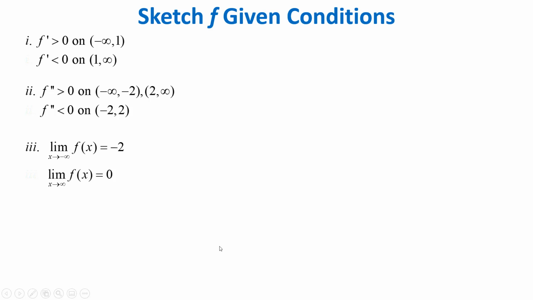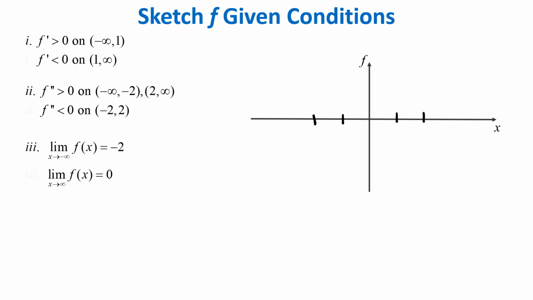I'll start off with the plane, x, f of x, and I'll label the x-axis eventually with the pertinent points, 1, -2, and +2. And I'll start here at 1. Then this first set of conditions is saying where f is increasing and decreasing. It's going to be increasing here and decreasing here.